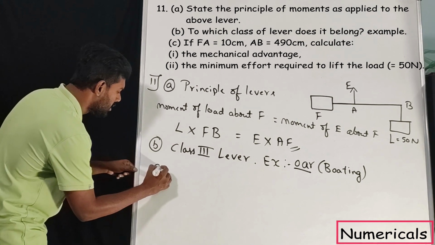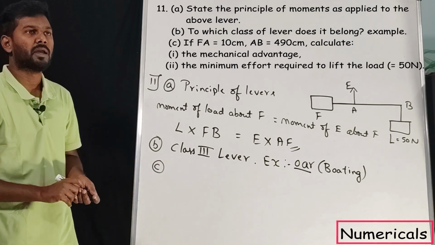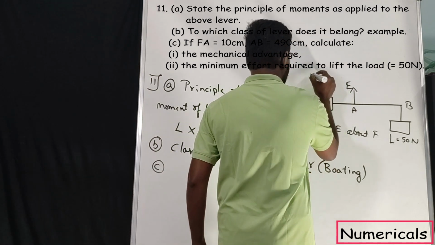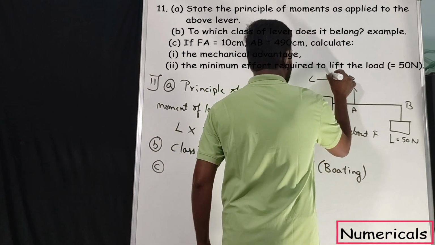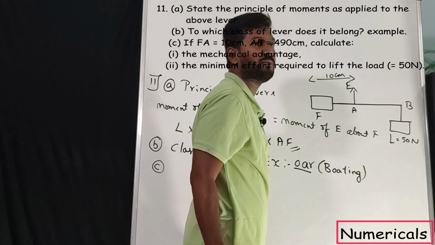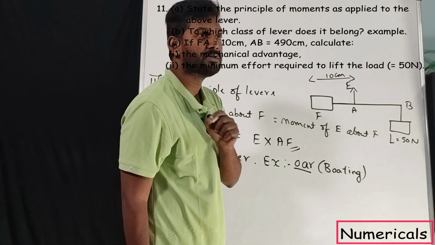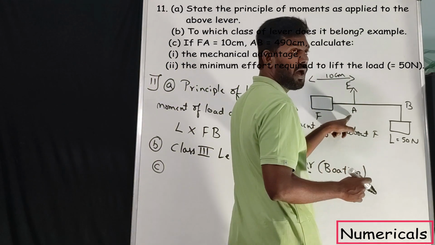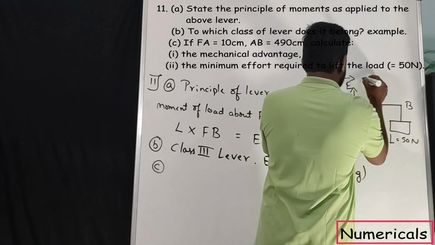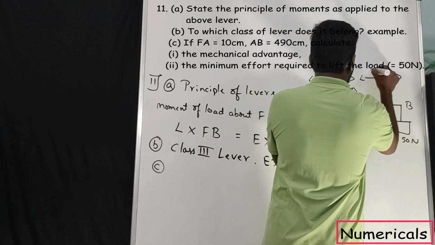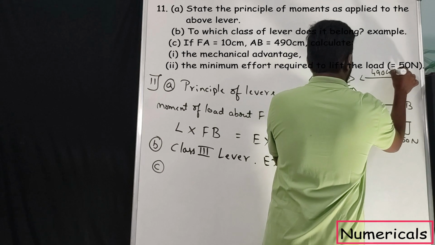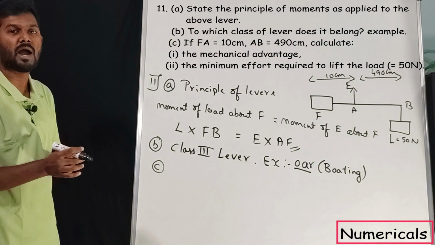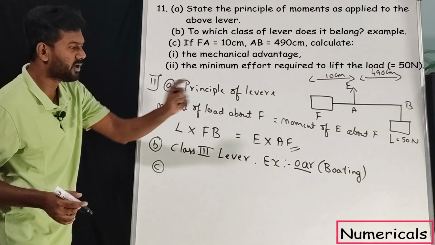Next, we'll go for part C. Okay. If FA is equal to 10 centimeter, from here to here it is 10 centimeter, and AB is equal to 490 centimeter. This is A and this is B. This distance is 490 centimeter. Okay. Now we have to find mechanical advantage and the effort required, because load is given there.